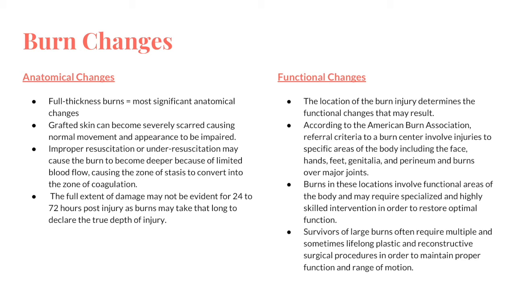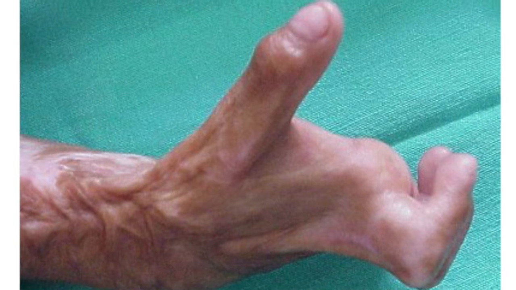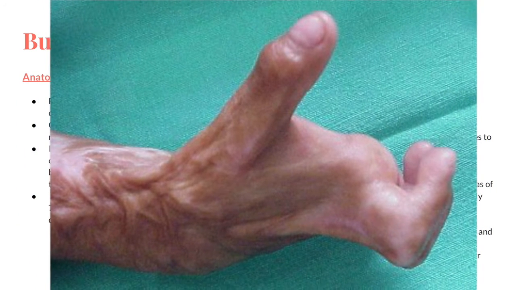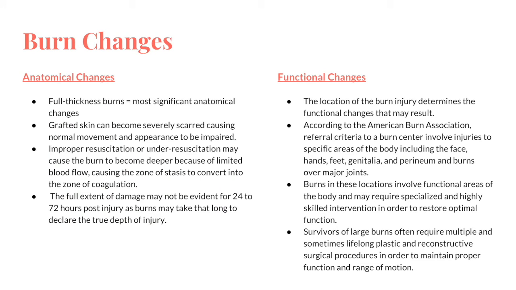Moving on to the burn changes, when we're talking about anatomical changes versus functional changes. Anatomical changes, mostly the full thickness burns, will result in the most significant anatomical skin changes. Grafted skin can become severely scarred, causing normal movement and appearance to be impaired. The zone of coagulation is considered the area that had the most contact with the heat source and is the location of the most severe damage.